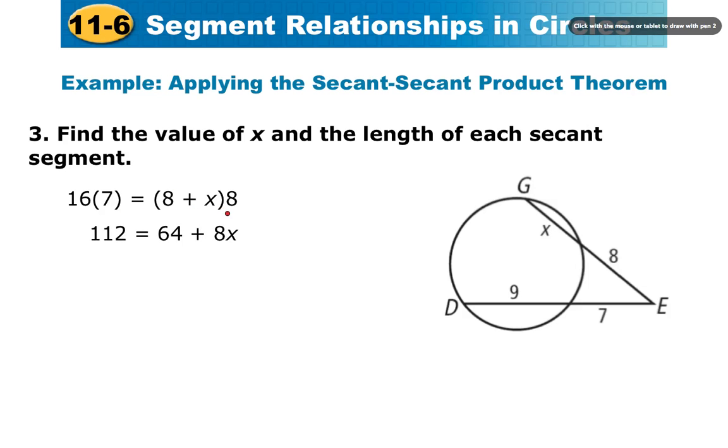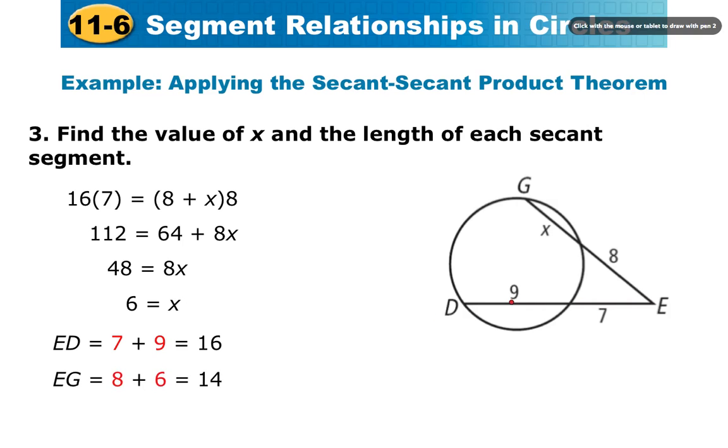If you multiply the right hand side after you distribute, this is what you get. Take away 64 from both sides, divide both sides by 8, and that's how you end up with 6. From here, you need to find the length of each secant. For ED, we don't need x. We can just add 9 and 7. And then for EG, we do need x, and that's how we end up with 14.